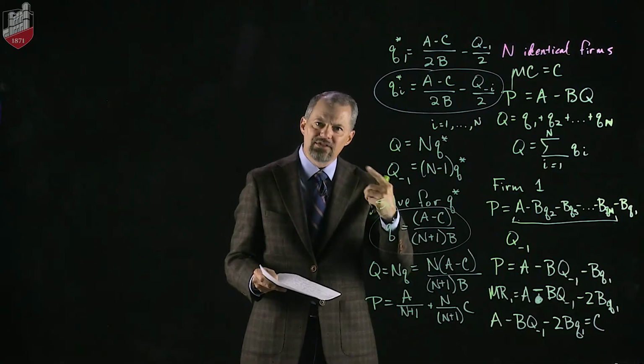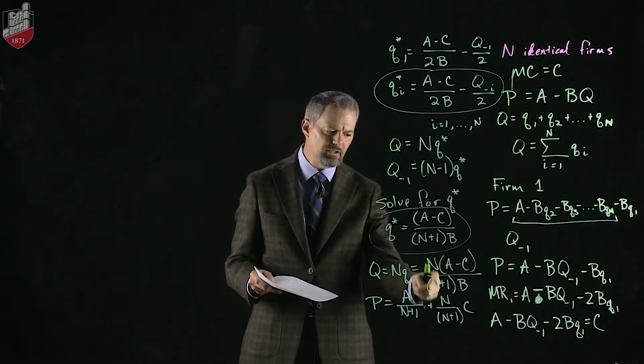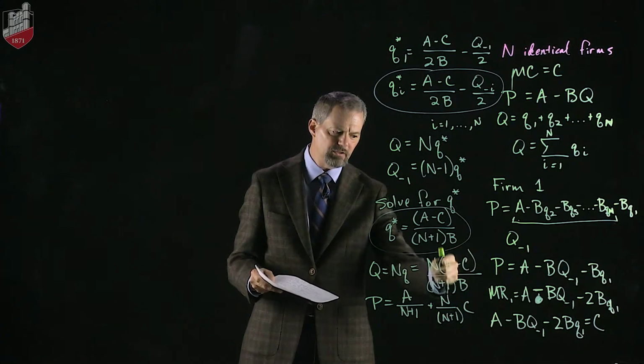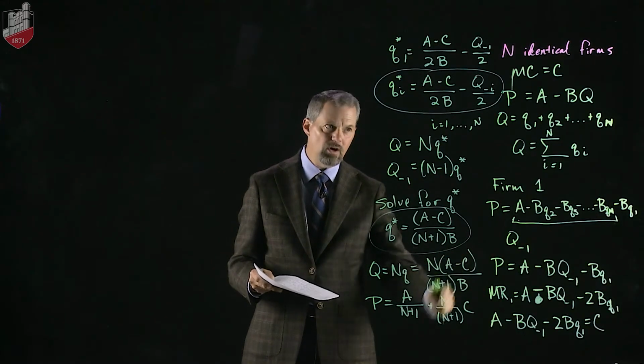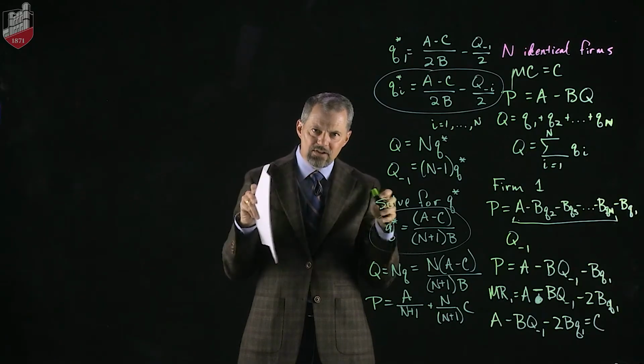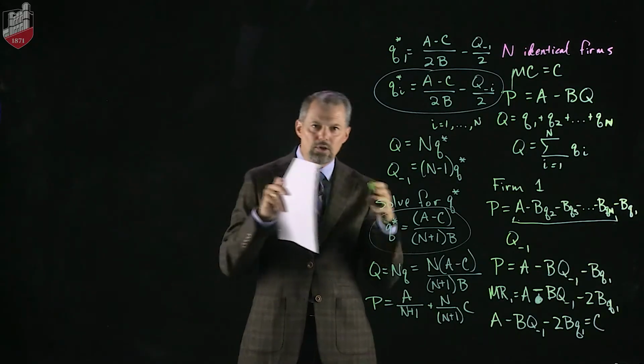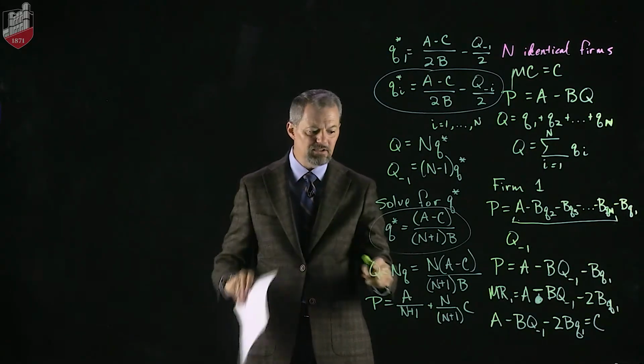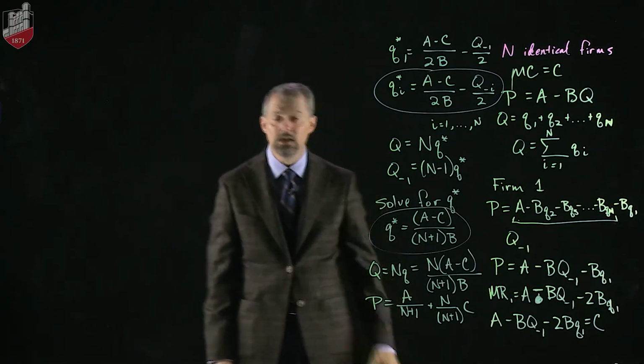So as you increase the number of firms, we're getting closer and closer to the perfect competition quantity. Which answers the question of, as we increase the number of firms, do we get farther or closer to perfect competition? In terms of quantity, we're getting closer, which makes sense.